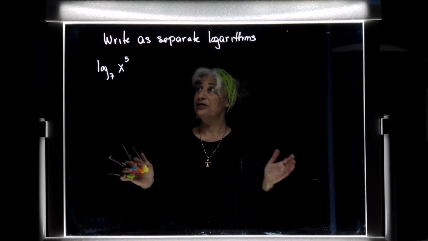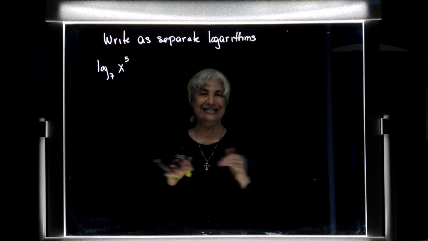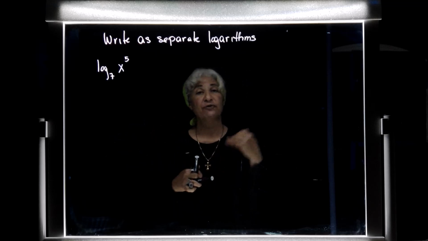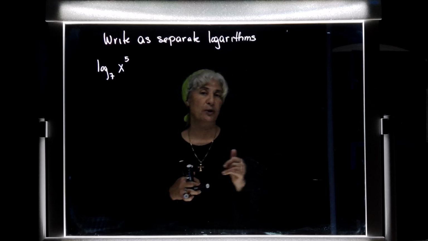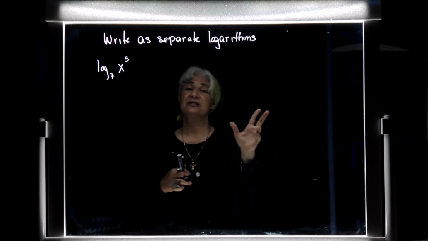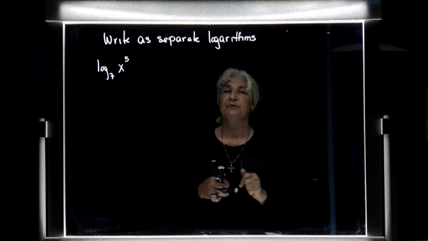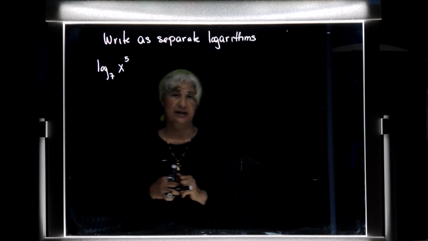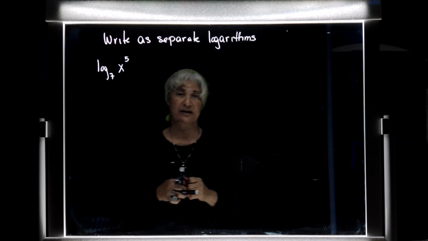So, the directions ask us to write this particular expression as separate logs. If you remember the rules of logarithms, there are some properties that allow us to separate logs and to put them back together again. Cool? Okay, so in this particular case, I have log base 7 of x to the power of 5.